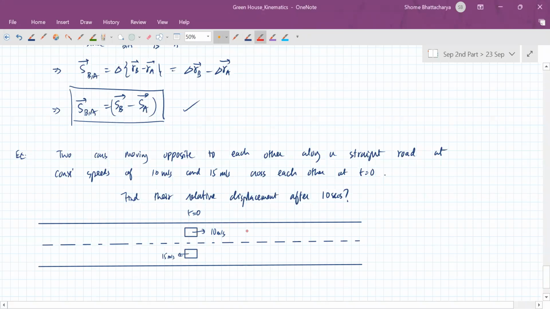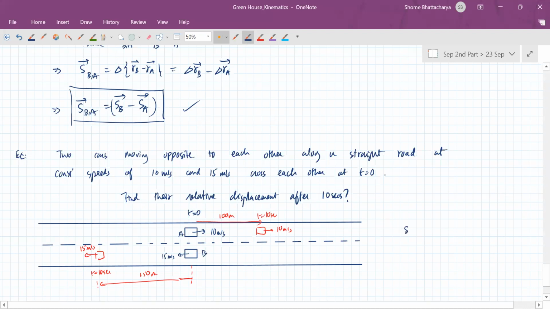So at t equal to 10 seconds, this car will be somewhere here, let's say, and this car will be somewhere here. You can see that this would have traveled 150 meters in this direction, whereas this has traveled 100 meters in this direction. So this is car A, let's say, and this is car B.